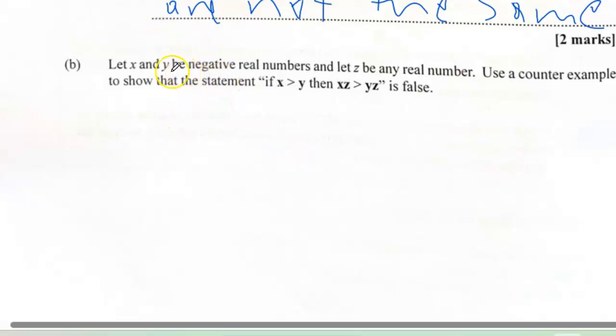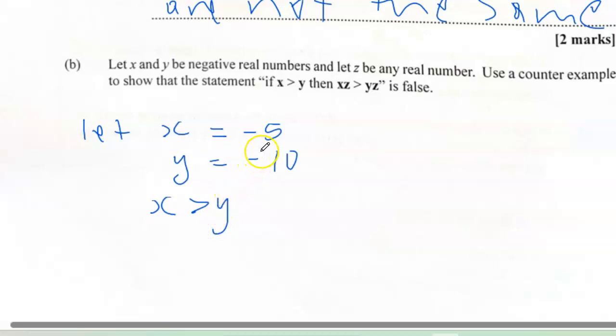Let's assign some values to X and Y. So let X be equal to negative 5. I want to create a situation where the X value is actually greater than the Y value. So let Y be equal to negative 10. Is negative 5 greater than negative 10? Yes, so here we have X greater than Y. All right, let's also create a Z value. Let Z be equal to negative 2.